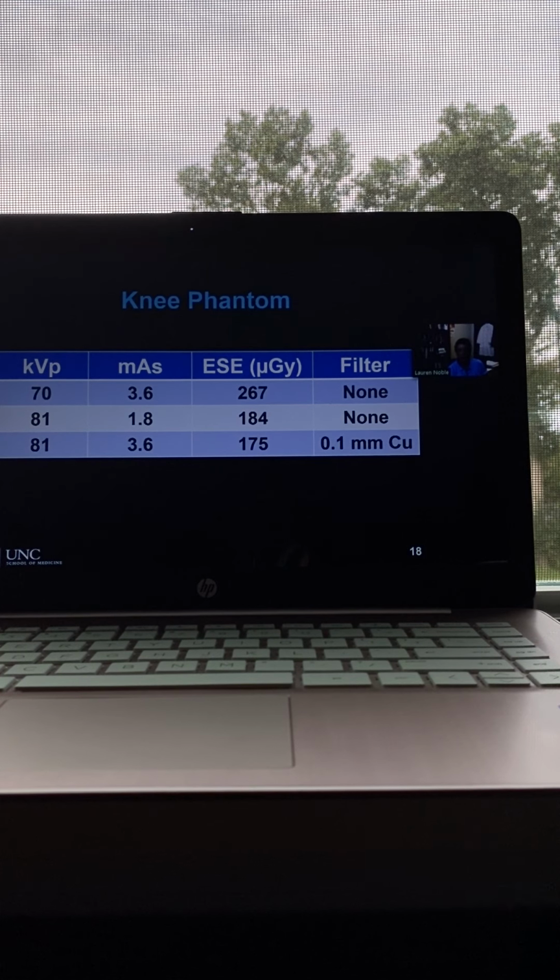So some institutions might build this into the protocol. If their equipment has this copper filter, this additional filtration, they may build it into the protocol, but you don't decide to use this on your own. It has to be built into protocol for you to do that. But it is kind of neat. So here I was able to use that filter, and even though I went up in mAs, there's less exposure to the patient here than when I used 81 at 1.8.